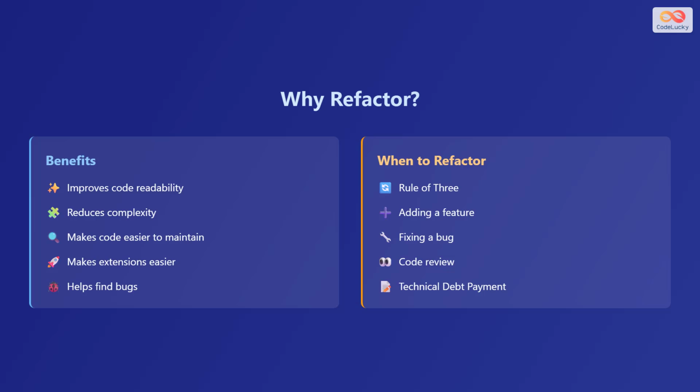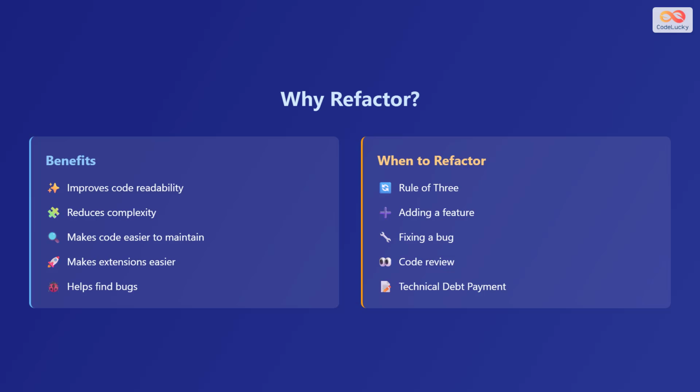So, why should you refactor your code? There are several compelling benefits. First, it improves code readability, making it easier for you and others to understand what the code does. Refactoring reduces complexity, simplifying intricate sections of your code base. It makes the code easier to maintain in the long run. Refactoring also makes it easier to add extensions and new features. Refactoring can even help find bugs that might be hiding in the code.